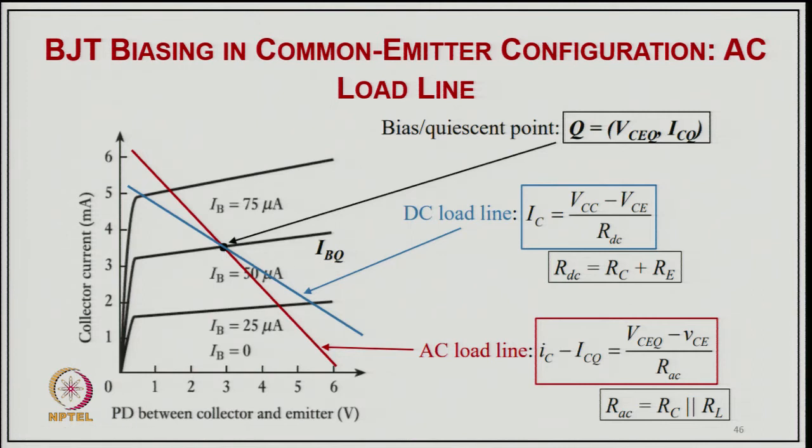Of course, the DC load line is only for the DC quantity, as you can see here, IC equal to VCC minus VC divided by RDC, where RDC is the sum of the resistances, emitter resistance plus collector resistance. But here, IC minus ICQ is for the AC load line, because small means it includes the AC variation, the AC component. That will be VCQ minus VC divided by RAC, and RAC is typically RC in parallel with RL. So, this is the difference between the AC load line and the DC load line.